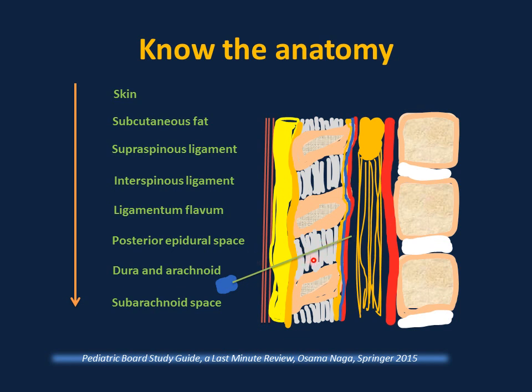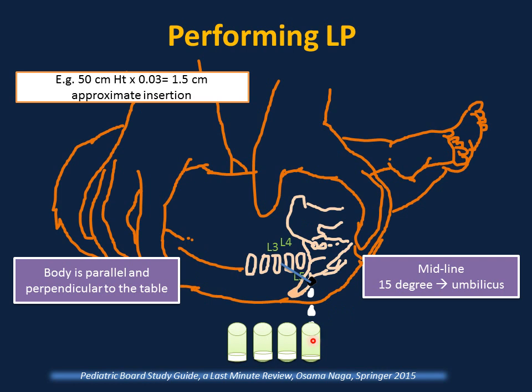Or the opposite, if you insert the needle perpendicular, directed like that without angle, you may hit the bone below and you find resistance. You need to back up slightly and direct your needle towards the umbilicus, and this will increase your success to obtain CSF. Now it's time to perform the procedure.